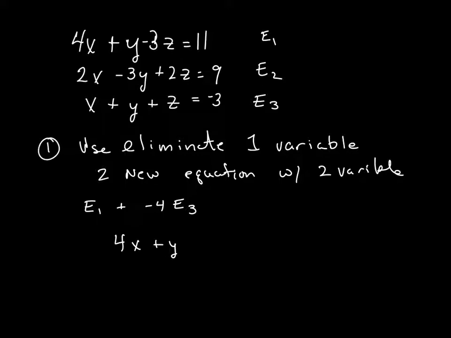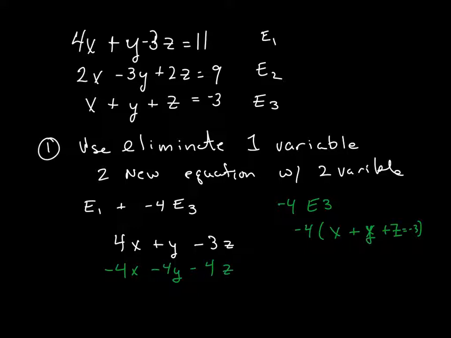Now the reason I'm doing that: if I take equation 1, which is 4x plus y minus 3z, and I multiply -4 times equation 3, which is x plus y plus z is equal to -3, what I end up getting is -4x minus 4y minus 4z is equal to 12.